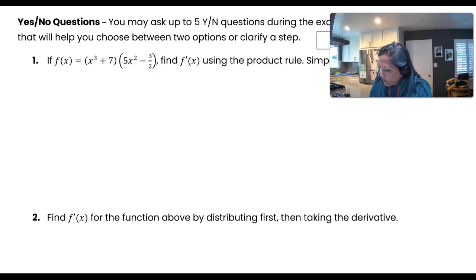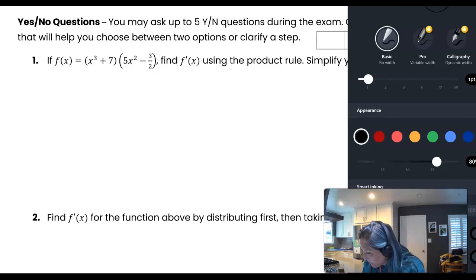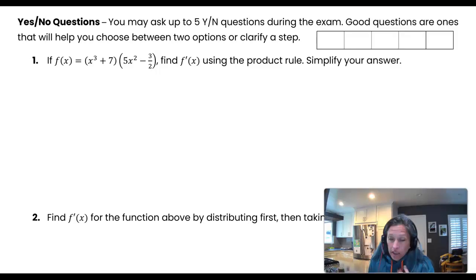So our very first question here is just asking us to find a derivative, and they've even told us what rule to use. That's very unlike me to tell you what rule to use. I tend to do that when I would like us to be able to see that versus another method and hopefully be able to confirm our answer.